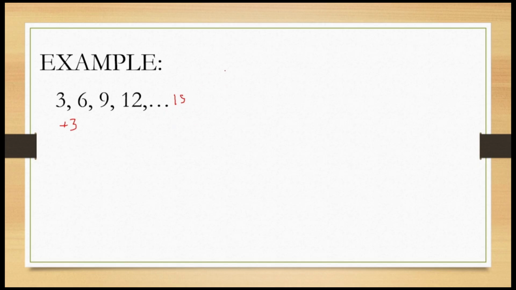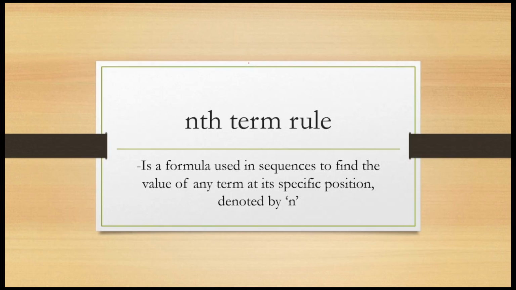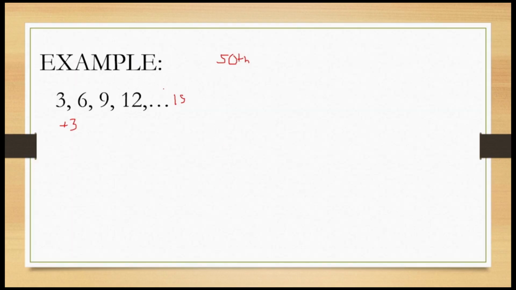But if you try to find the 50th term, it would be a hassle, right? But don't worry, there's an easier way to do this by finding the n-th term rule. The n-th term rule is a formula used in sequences to find the value of any term at its specific position denoted by n. And to find the n-th term rule, the formula looks like this: a_n equals a_1 plus the quantity of n minus 1 times d.